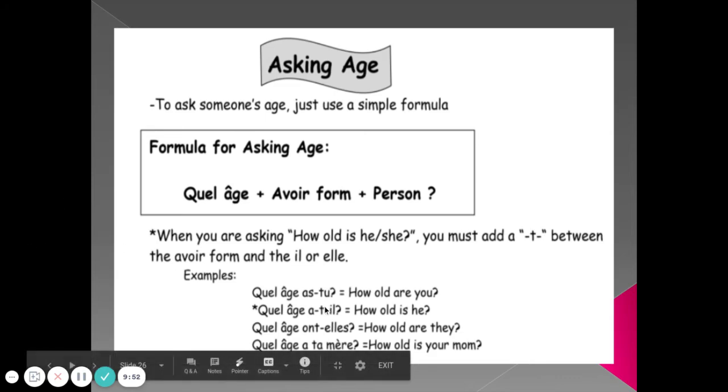Otherwise, if you look at the example, how old is he? It would be quel âge a-il? Sounds like you have the hiccups. A-t-il. So add the T to blend it. Quel âge a-t-il? How old is he? What age has he? Quel âge as-tu? How old are you? Quel âge ont-elles? How old are they? Quel âge a ta mère? How old is your mom?